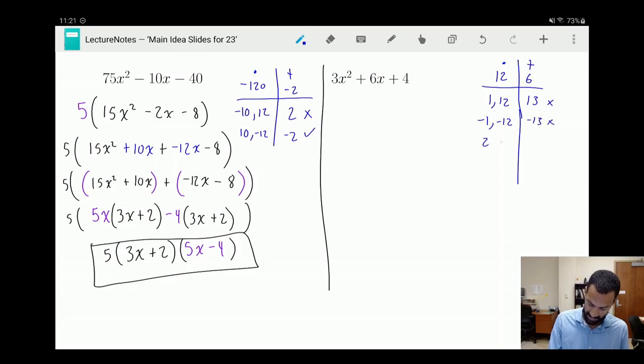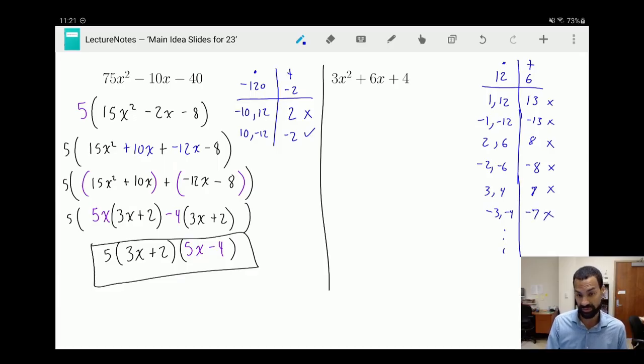We could do 2 and 6. Those add up to 8. We could do negative 2 and negative 6. Those add up to negative 8. We could do 3 and 4. Those add up to 7. Negative 3, negative 4 add up to negative 7. And I've run out of options.